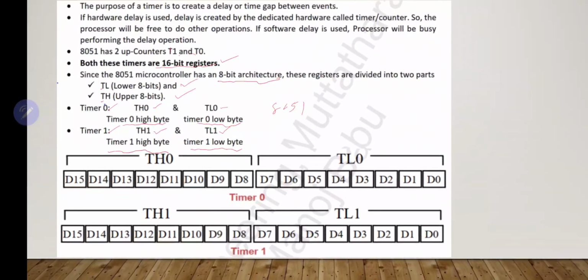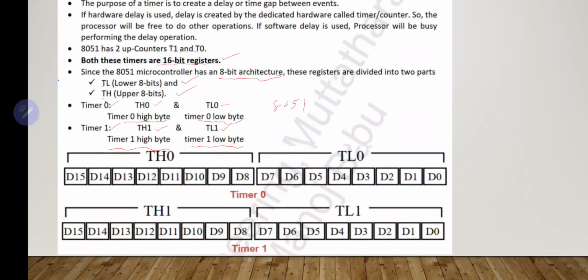So this is the figure of the registers of timer 0 and timer 1. This is timer 0. In the case of timer 0, the lower byte is called TL0 and the upper byte is called TH0. And here, timer 1: the lower byte is called TL1 and the upper byte is called TH1.